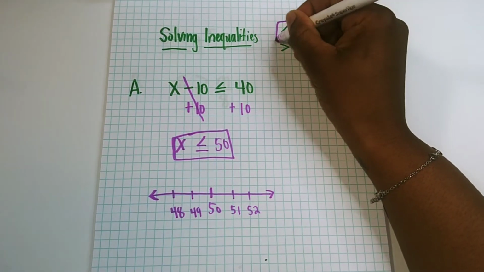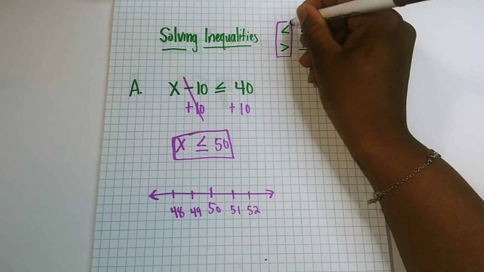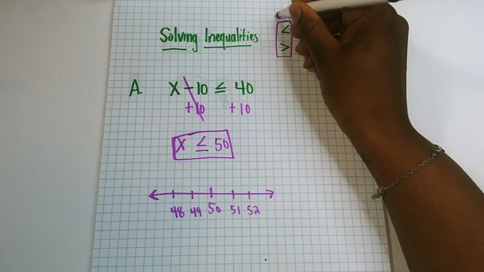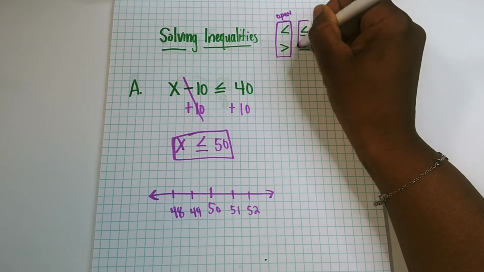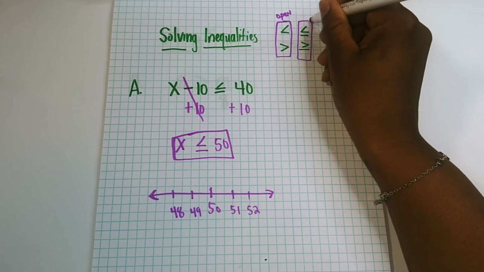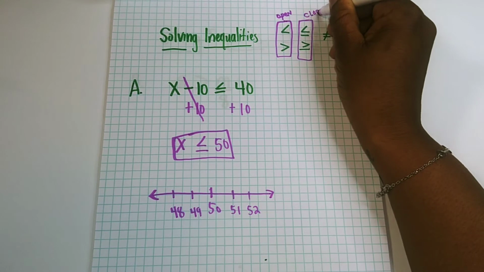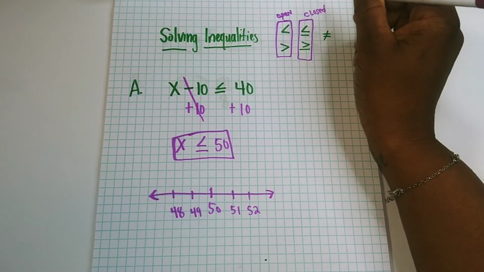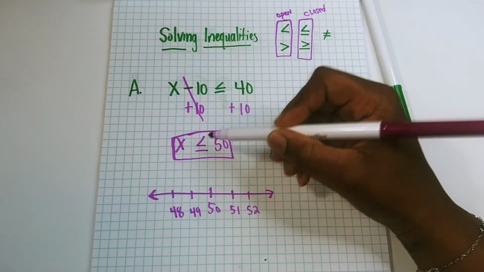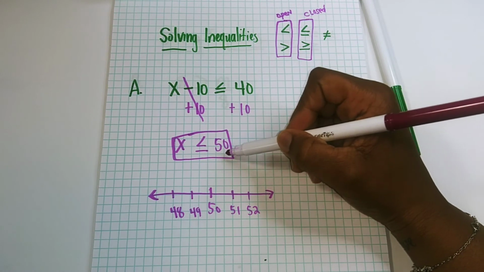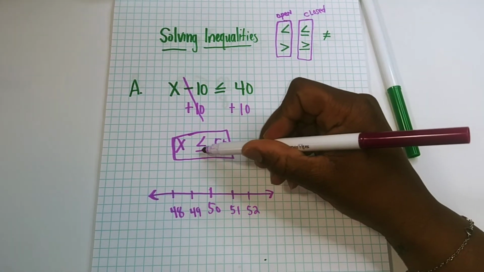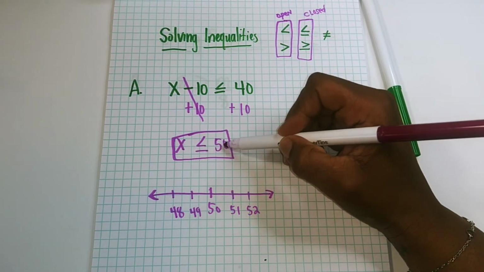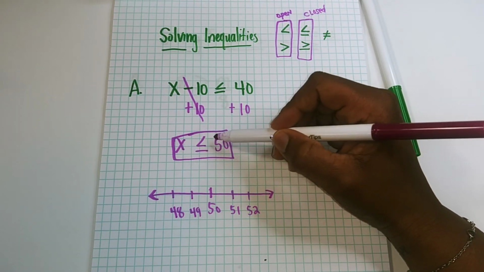If you see these symbols right here, your circle will be open, and I'll explain that in a second. If you see less than or equal to or greater than or equal to, your circle will be closed. Closed circle means that this is part of the solution set. 50 would be part of that because I see the equal to. So my answer could be equal to 50 or it could be anything that's less than 50.